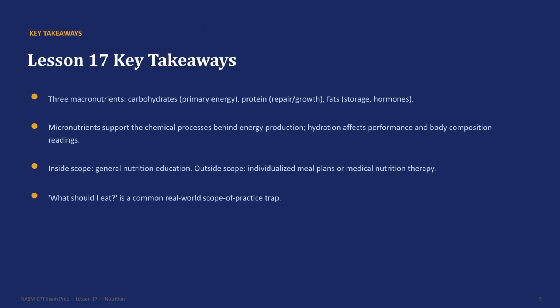Let's bring it all together. There are 3 macronutrients: carbohydrates for primary energy, protein for repair and growth, fats for storage and hormones. Micronutrients support the chemical processes behind energy production. Hydration affects performance and body composition readings. Inside scope is general nutrition education. Outside scope is individualized meal plans or medical nutrition therapy. And "what should I eat" is a common real-world scope of practice trap.